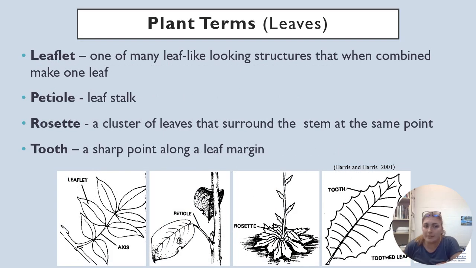We also have leaflets, which I think of as mini leaves. They're leaf-like looking structures that when combined make one leaf. And you may say, well, how can I tell if it's a leaflet or a leaf? So you have to find that node. You find that node, and either coming off of the node is the leaf or maybe a petiole, which is the leaf stalk. And then everything coming off of that node is one leaf. So if you see the node and you see a bunch of little leaves, those are leaflets, and that whole thing is the leaf.